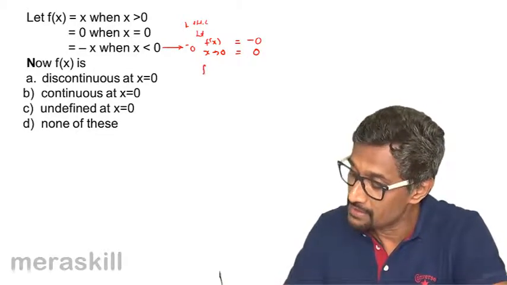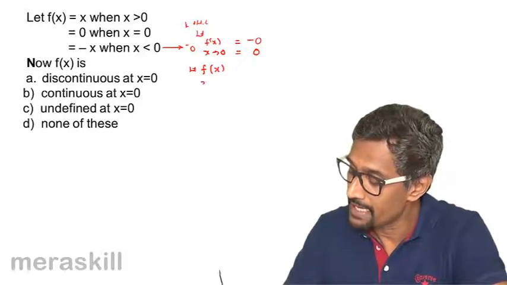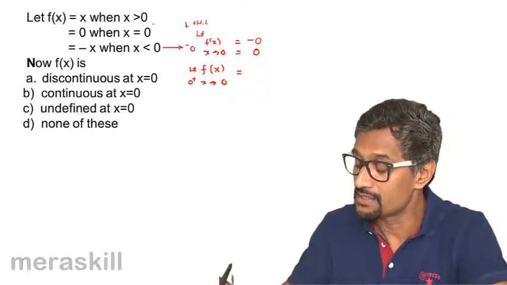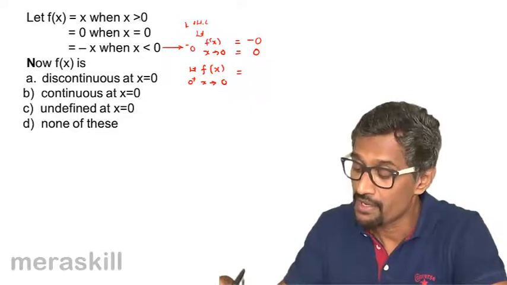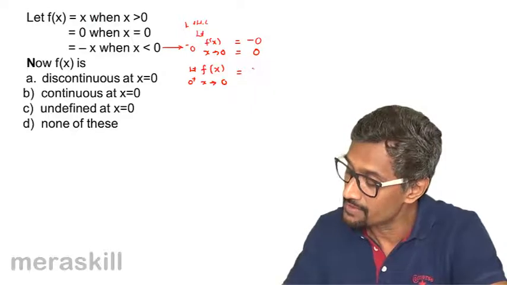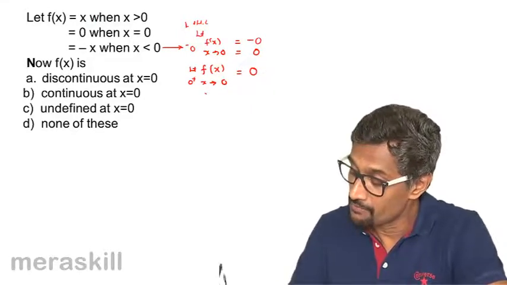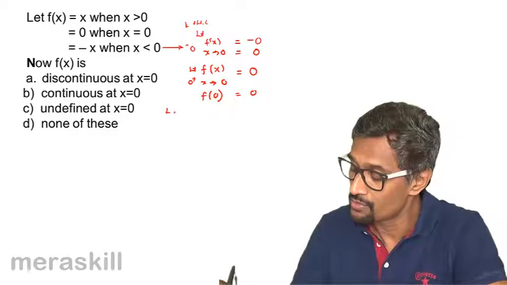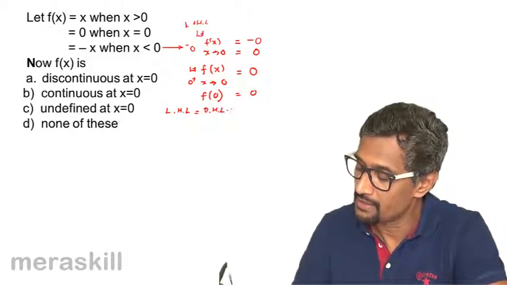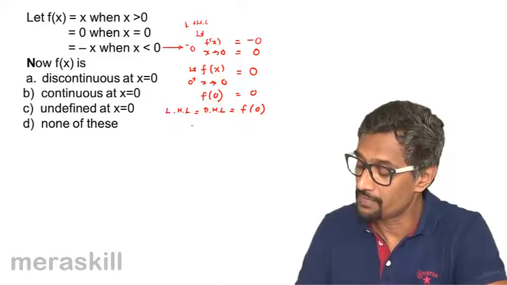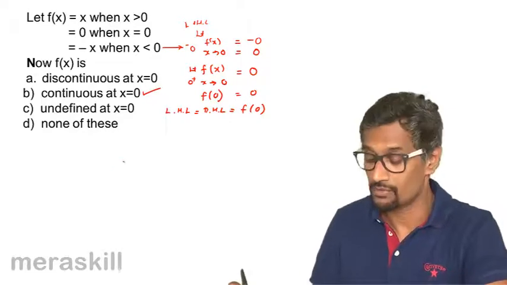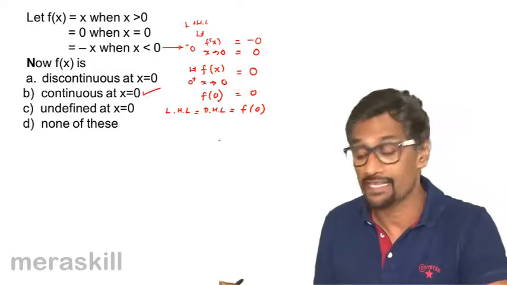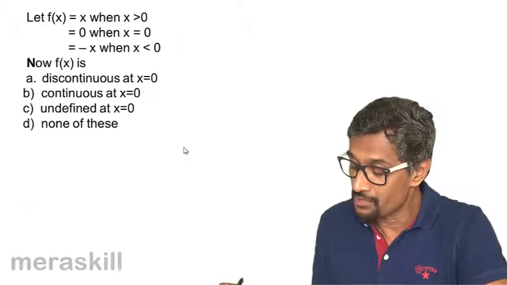Then we will consider the limit of f of x as x approaches 0 from a greater value. In that case, we consider the function which applies when x is greater than 0, which is x itself, which is 0. Then we find f of 0, that is the value of the function when x is 0, and this is also 0. So the left hand limit is equal to the right hand limit and it is also equal to f of 0. It means the function is continuous at x is equal to 0. If it is continuous, it cannot obviously be discontinuous or undefined at x is equal to 0. So let's check our options. Yes, it's true.